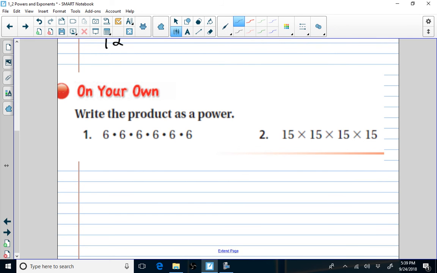Our examples down here, they're on your own problems. Your base number is 6, and 6 is being used as a factor 1, 2, 3, 4, 5, 6 times. So your exponent is also 6, because 6 is the factor, and 6 is being used as a factor 6 times. In example 2, 15 is your base number. 15 is being used as a factor 1, 2, 3, 4 times. So 15 is your base. Your exponent is 4 because 15 is being used as a factor 4 times. I would read that as 15 to the 4th power or 15 to the power of 4.